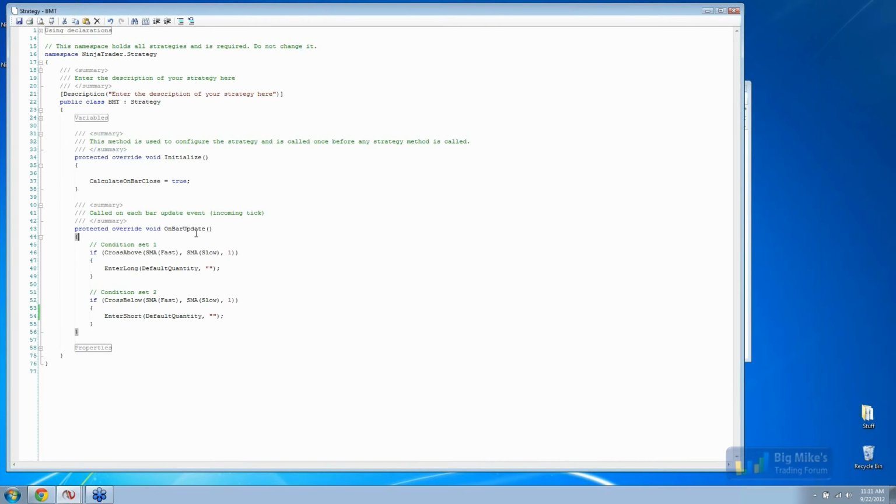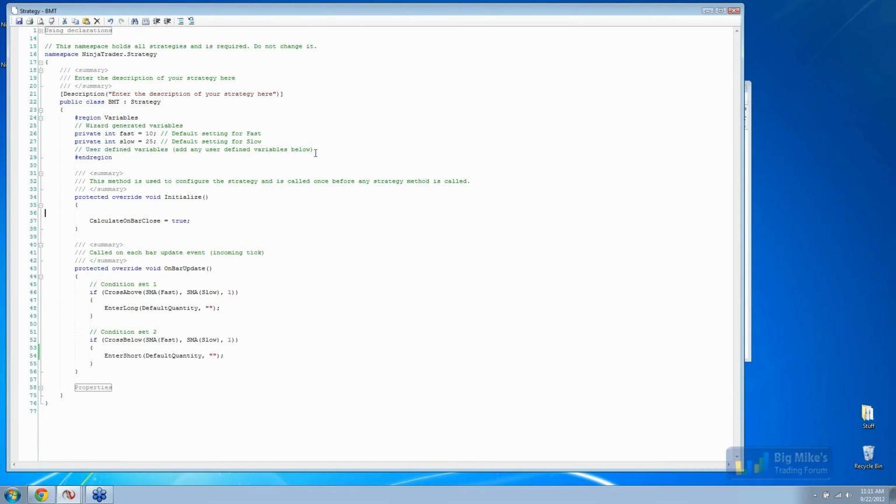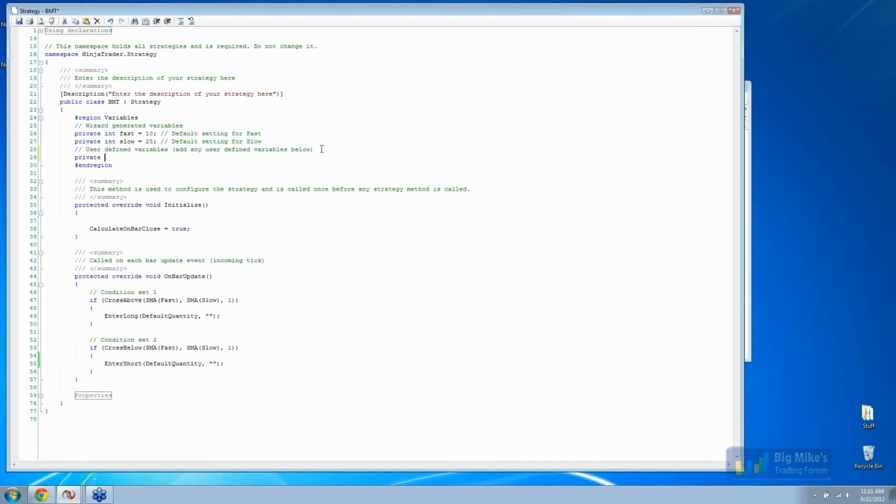And to do that, what you can do over in the variable side is you want to actually make a counter variable. So I'm going to start up here with private int counter, and then we've traded 0 times so far, so my default number will be 0. And then over on the OnBarUpdate, we can go ahead and introduce that counter into our trading logic.